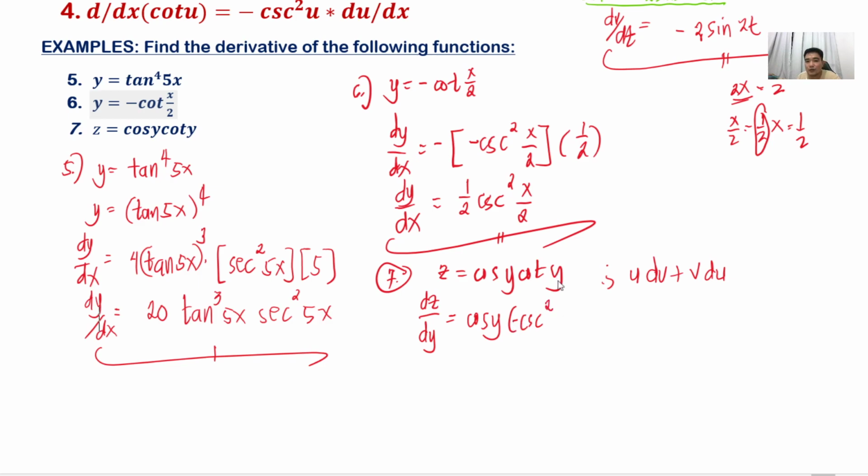Okay, ang u natin is y. Then derivative ni y is 1. Hindi ito implicit. Z yung function lang natin. Ang variable natin is si y. Okay? And then plus V cotangent y.